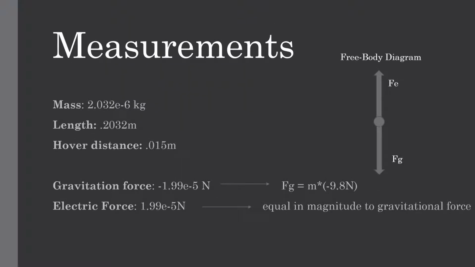Some basic measurements that were recorded throughout the duration of the experiment were the tape's mass, the length, and the distance between the two tapes when they began to hover. The gravitational force was calculated by multiplying the mass times negative 9.8, which is equal to the magnitude of the electric force due to Newton's second law. This conclusion came from drawing a free body diagram for the top piece of U-tape and a net force equation that showed us the equal magnitudes of the forces.